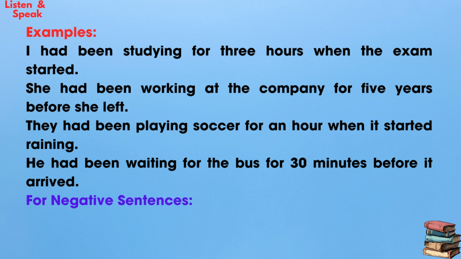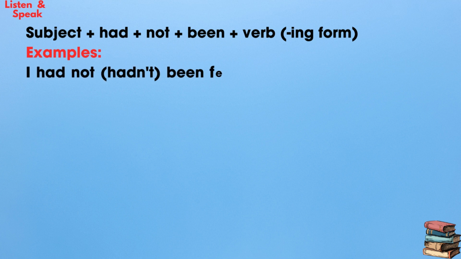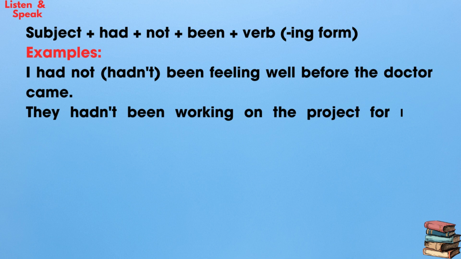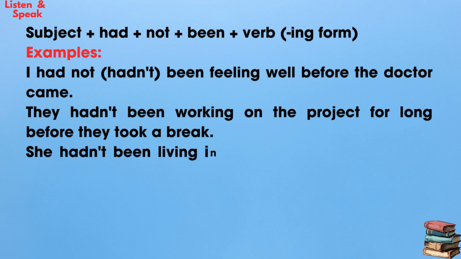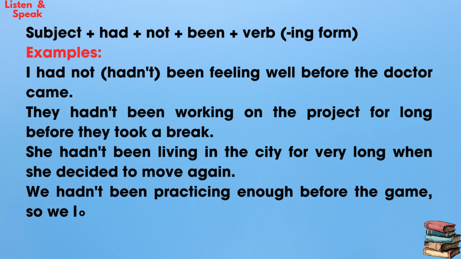For negative sentences: subject had not been verb, -ing form. Examples: I had not, hadn't, been feeling well before the doctor came. They hadn't been working on the project for long before they took a break. She hadn't been living in the city for very long when she decided to move again. We hadn't been practicing enough before the game, so we lost.